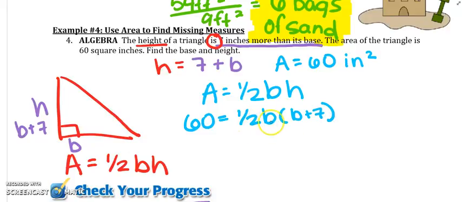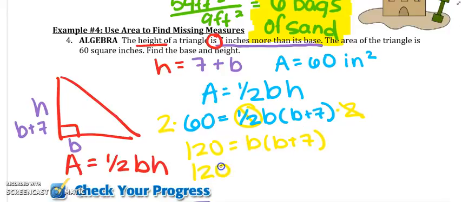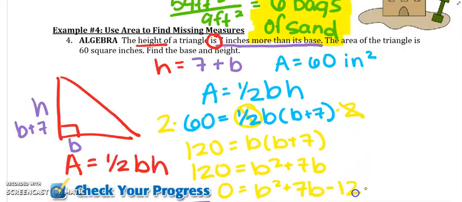Now, you could distribute this 1/2 b, but you do not want to do that. That's going to make it really complicated. So let's multiply both sides by 2. Over here you get 120, and over here our 1/2 and 2 cancel out. I'm going to distribute on my right side, and I get a quadratic, so I'm going to subtract over. Remember, you have to have everything on one side.